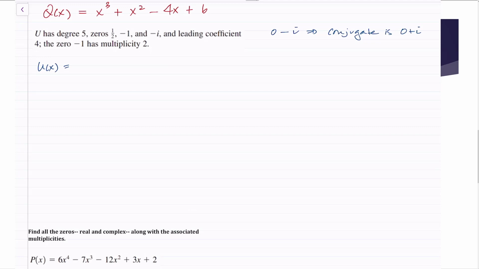So u of x, leading coefficient of 4. We're going to have x minus a half.